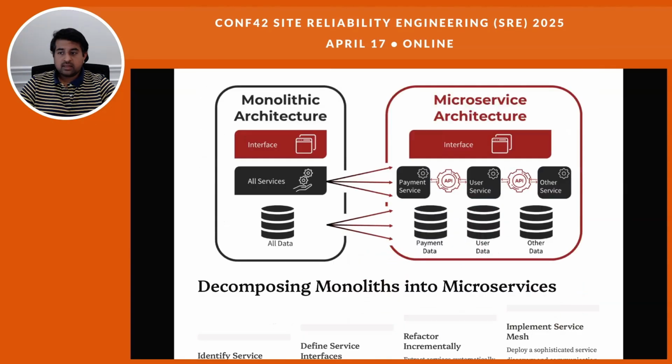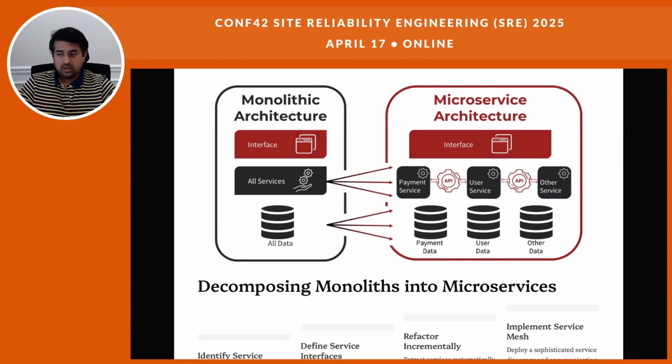Now, let's take a look at decomposing monoliths into microservices. This transformation to microservices requires a thoughtful decomposition based on business domains rather than technical layers. Studies suggest that organizations that focus on business domain decomposition see a 30 to 40% reduction in integration complexities post-migration.